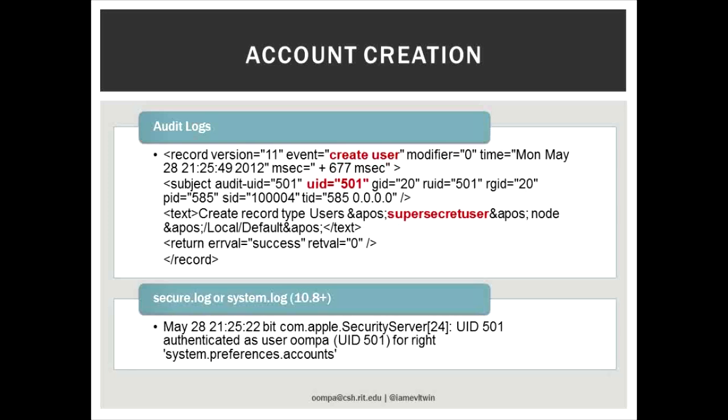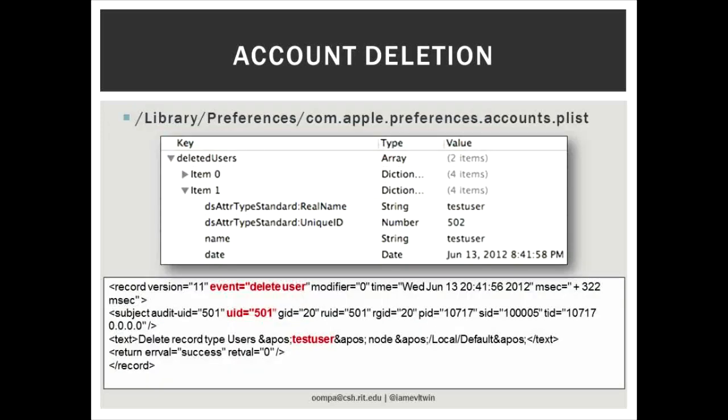Also, just to show you what is shown elsewhere in the secure log or system log, when you create a user, not much is logged. You'll have this little thing that says authenticated user Oompa for right to system preferences accounts. So it doesn't really quite tell you that an account was created, but keep your eye out for things like that. And also make sure you look at other logs such as the syslog and the audit logs, because many of those will be more detailed.